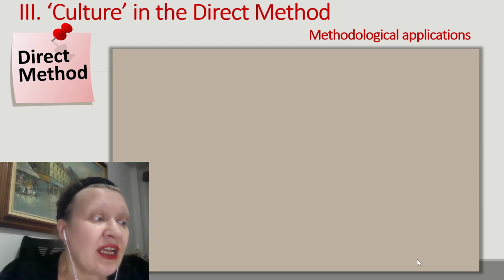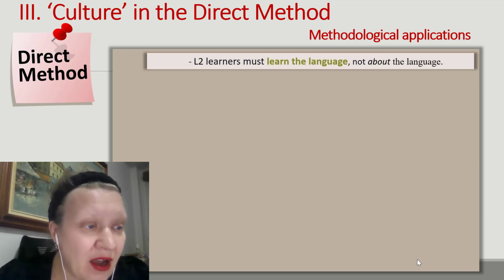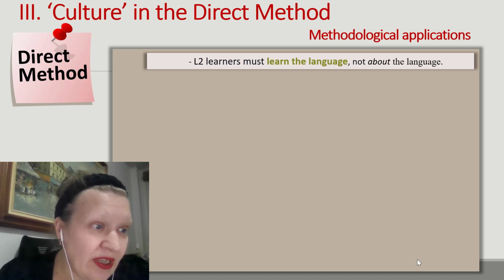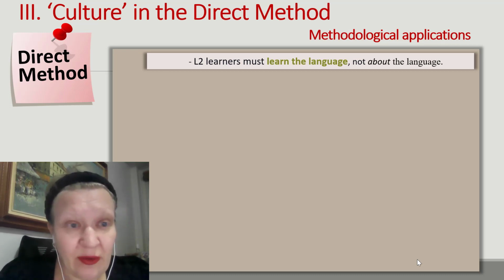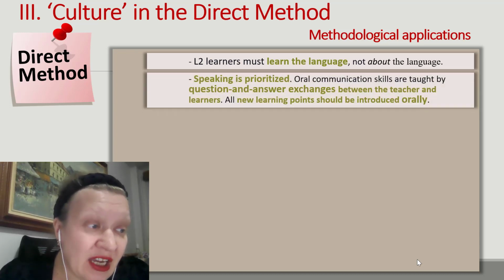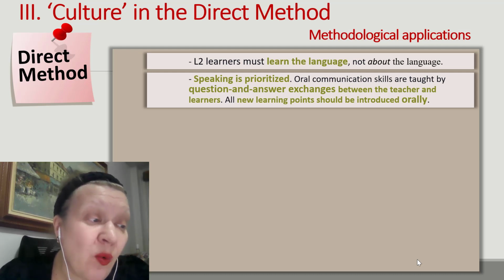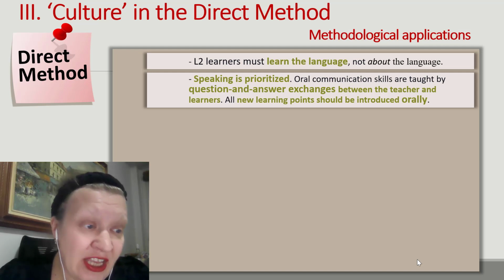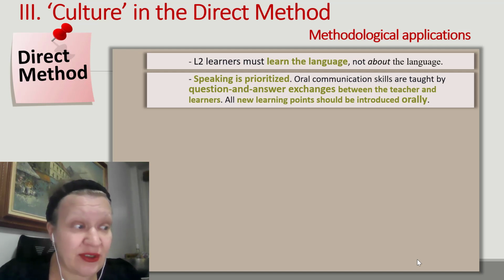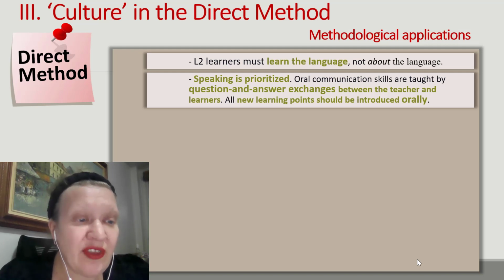First, second language learners must learn the language, not about the language. Second language grammar should not be the final objective of language learning. Second, speaking should be prioritized as the most important skill. Oral communication skills should be taught by question and answer exchanges between the teacher and learners. All new learning points should be introduced orally through these exchanges.